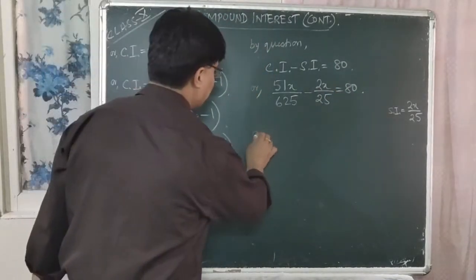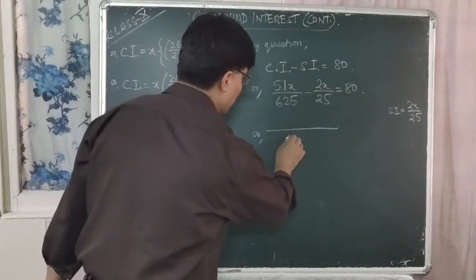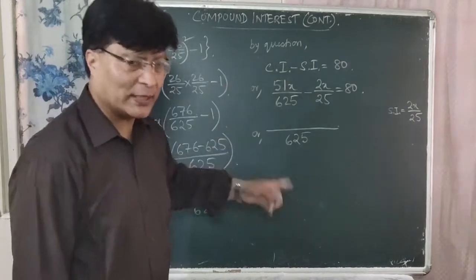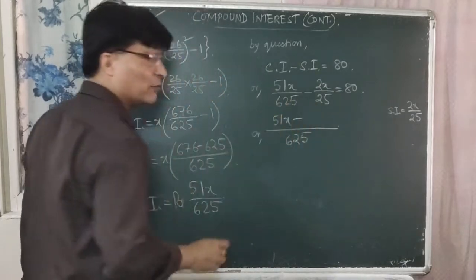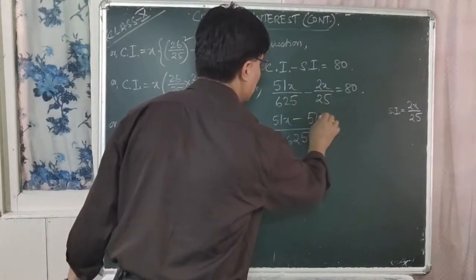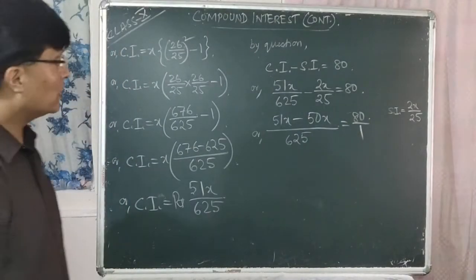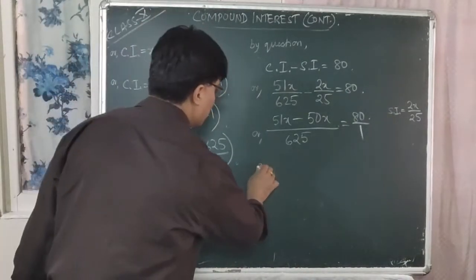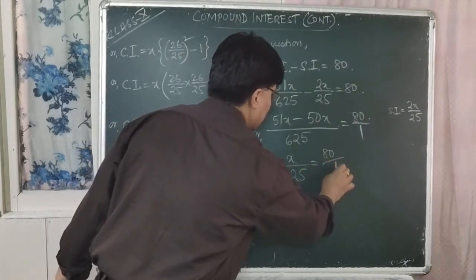So now what's the LCM? What is the LCM of 625 and 25? It is 625. Now we have to divide the LCM. 625 by 625, that is 1 into 51x, minus, again divide 625 by 25, you will get 25. 25 into 2 is 50x, which is equal to 80 divided by 1. Always below 80 there is 1, right? What is 51x minus 50x? x divided by 625 is equal to 80 divided by 1.